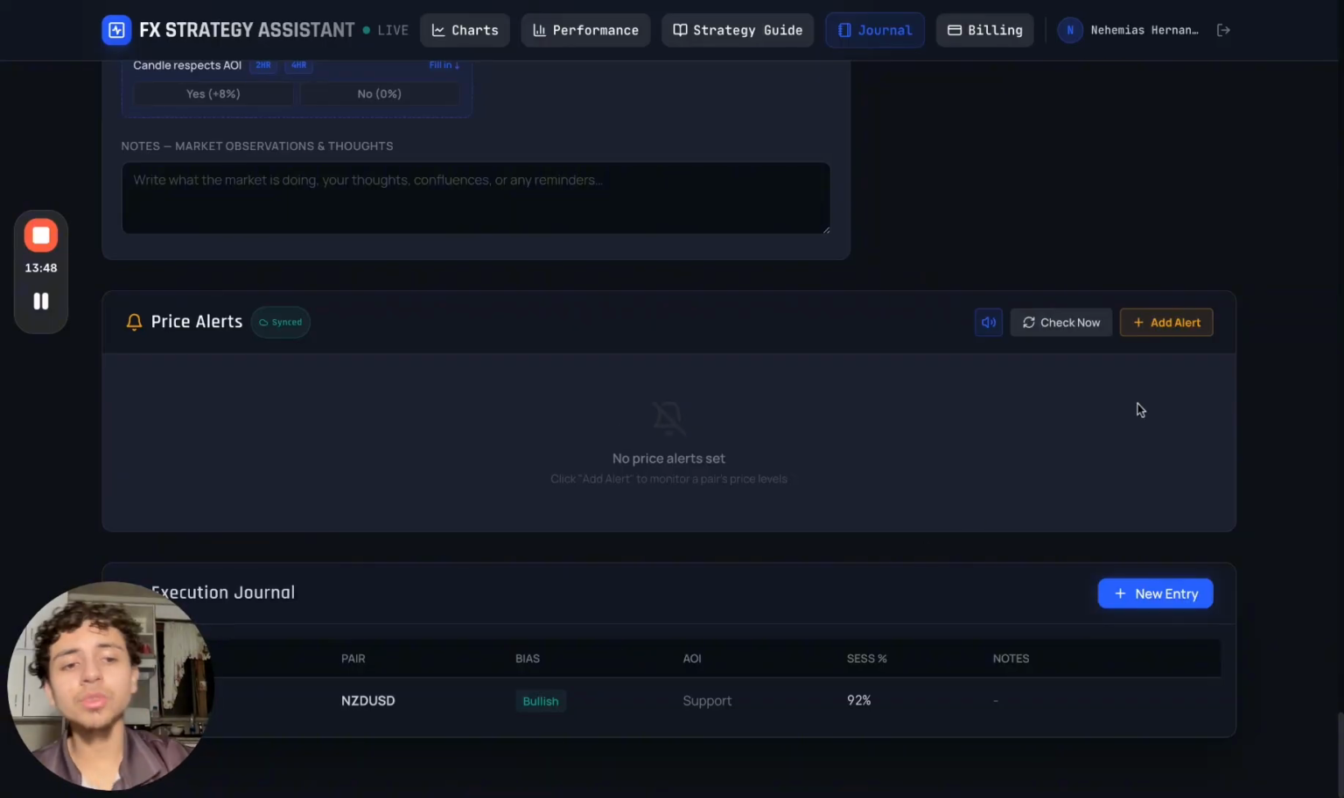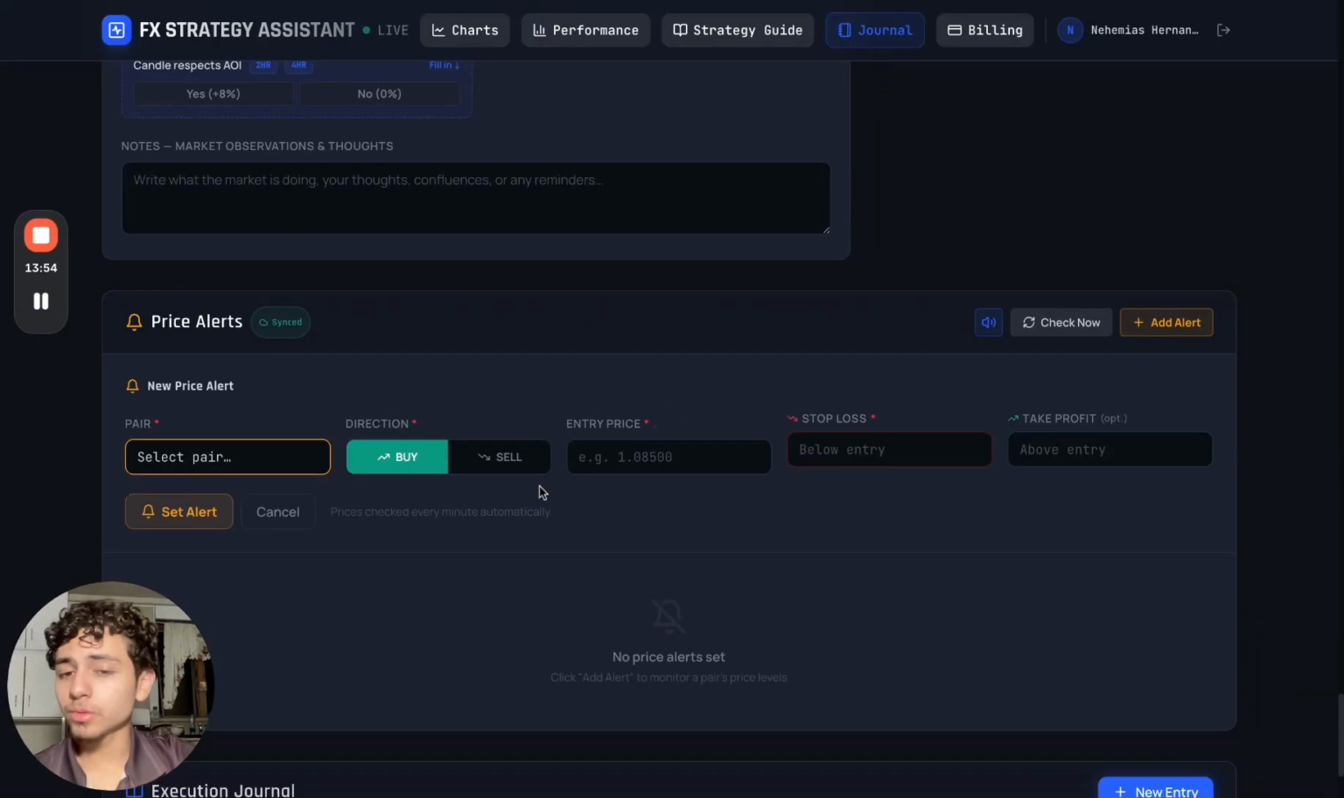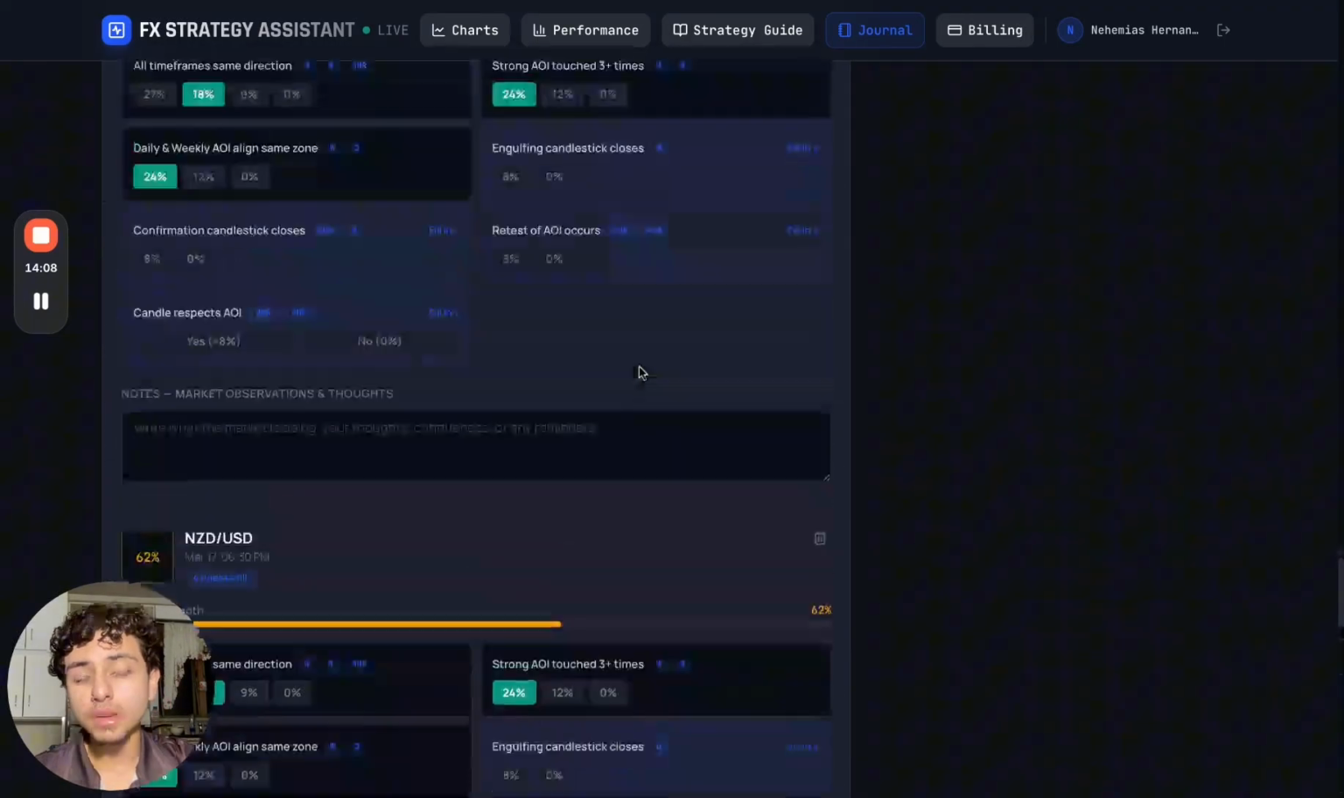And then you could also put a price alert. You can add an alert. Say right here, you can select the pair. You could put buy or sell, and you can put the entry price. You could put the stop loss, and you could put the take profit. That's optional if you want to. So it's really helpful if you want to really do this, if you want to use this.